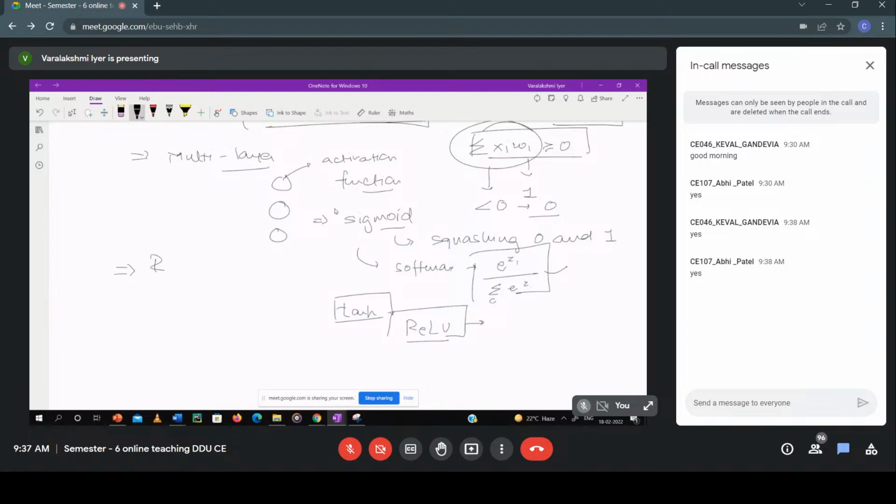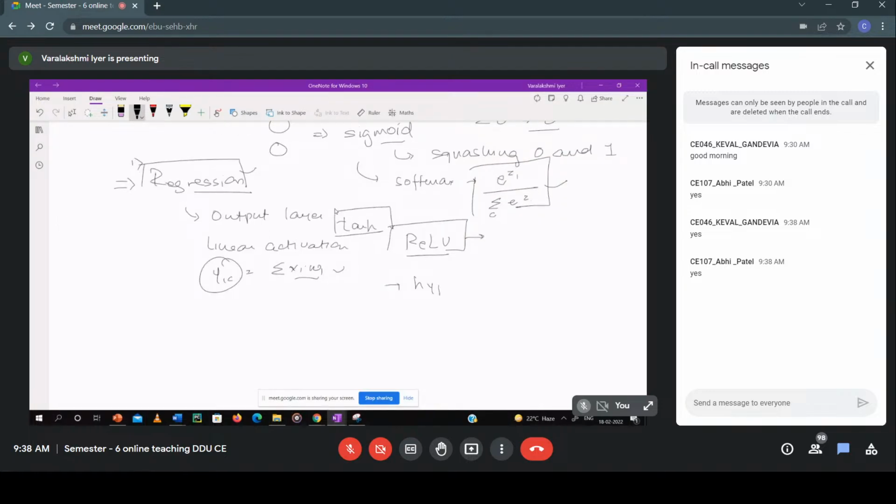Whenever we have a regression based problem, first of all, if we are solving a regression based problem through our multi-layer perceptron, in the output layer we'll be using a linear activation function. A normal linear activation function, where your output yk will be equal to the summation of xi wi. If you recall, in linear regression, the hypothesis function that we had used was h of theta is equal to theta transpose x.